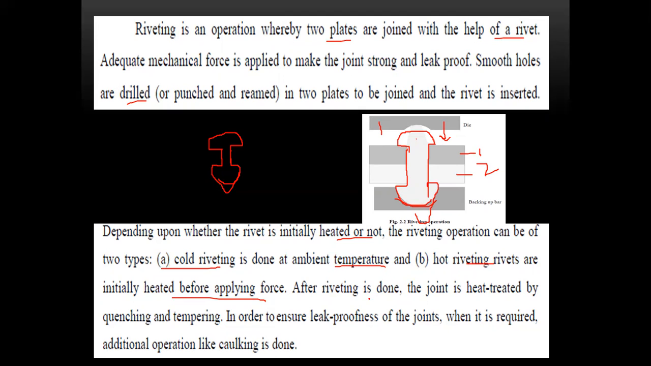After riveting is done, the joint is heat treated by quenching and tempering. In your metallurgy and material science subject, you have heard about heat treatment processes. After riveting is done, the joint is heat treated by two processes: one is the quenching process, the other is the tempering process. To ensure leak proofness of the joint, an additional operation like caulking is done. Caulking, I will explain in later slides. This is the main thing happening in the riveting section.